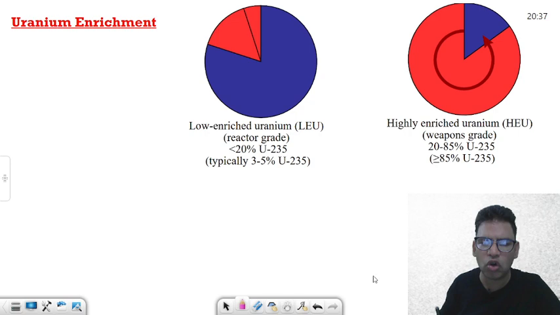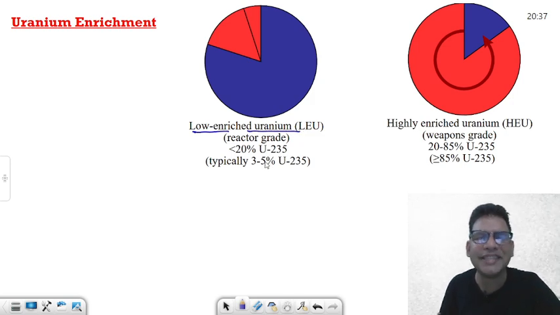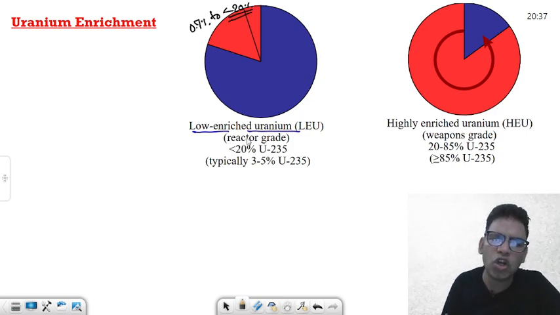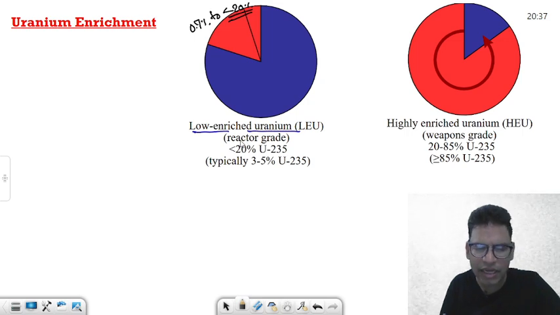This is called low enrichment, LEU, low enriched uranium. Low enriched uranium simply means you have increased the concentration of uranium-235 from 0.7% to less than 20%, around 20%. This is called low enriched uranium, and it can be used in nuclear reactors.